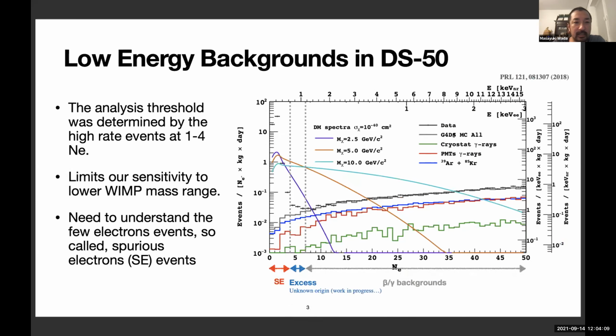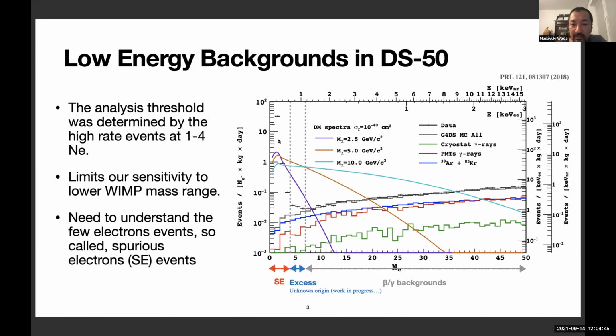Okay, here is our low energy spectra for the dark matter search. The x-axis is the number of electrons, read as S2 and then converted into a number of electrons, and the y-axis is the rate. Today we are talking about these single or few electron events, which we call the single electron events. I said I will explain why we call that.